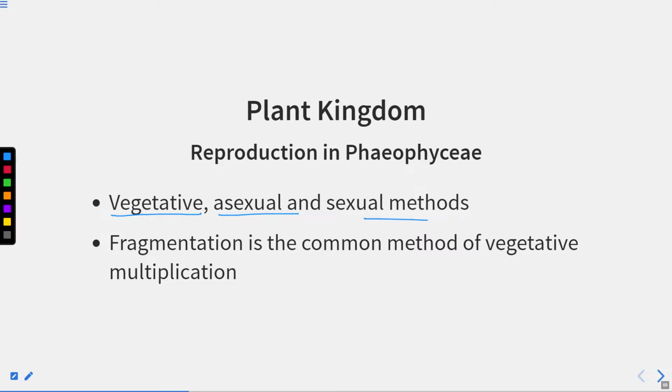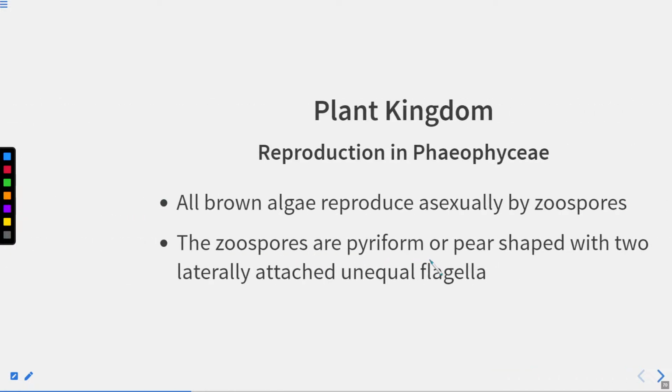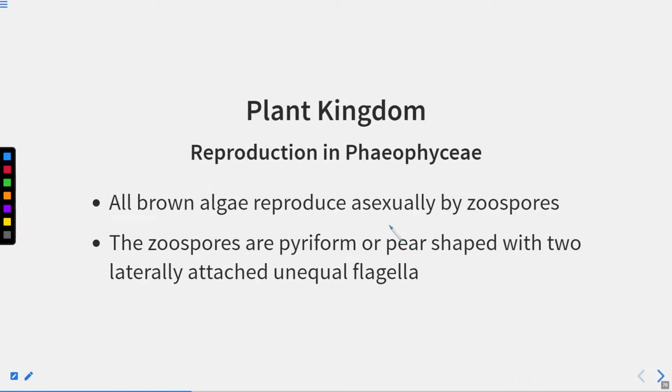Vegetative, asexual and sexual methods, all three different modes of reproduction, we can see in the Phaeophyceae. Fragmentation is the common method of vegetative multiplication. All brown algae reproduce asexually by zoospores. So the asexual method occurs with the help of zoospores. When the cell divides, it gives rise to 4 zoospores by the process of meiosis.